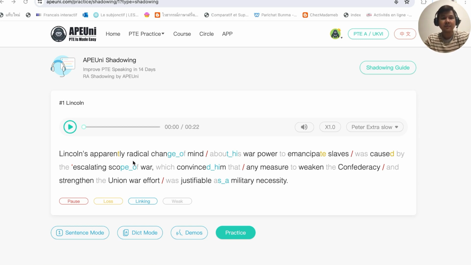Okay, so I will try. Lincoln's apparently radical change of mind about his war power to emancipate slaves was caused by the escalating scope of war, which convinced him that any measure to weaken the Confederacy and strengthen the Union war effort was justifiable as a military necessity. So now I will go through it sentence by sentence slowly.